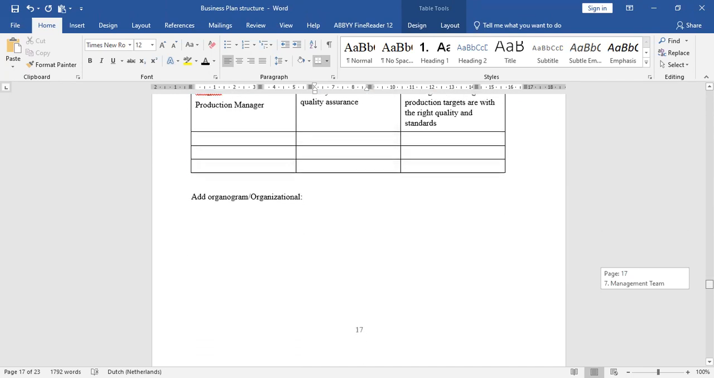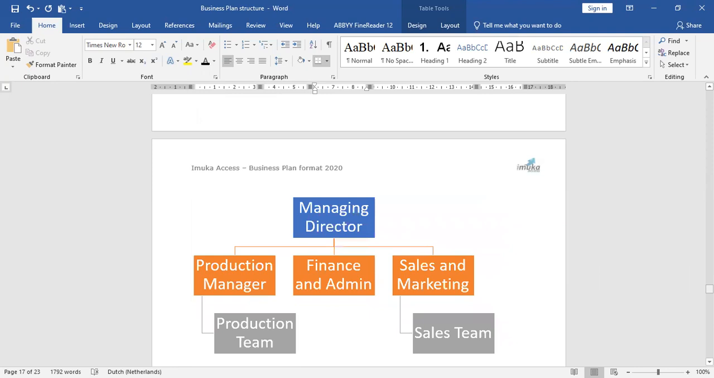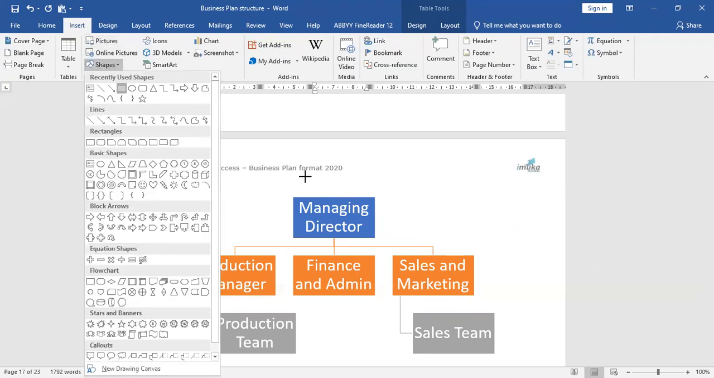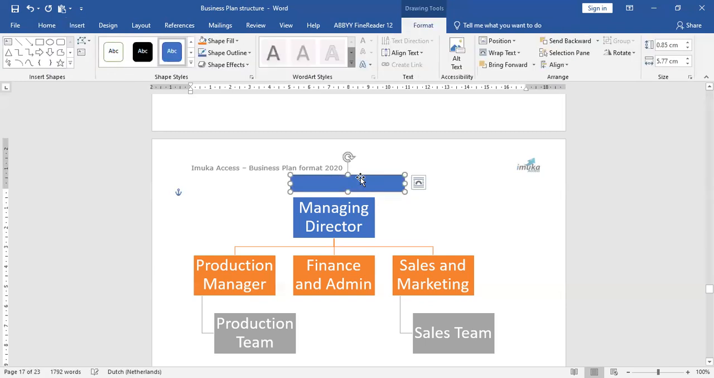We talked about management, right? And we said, on management, based on the roles, you need to come up with an organogram or organizational structure, which shows the reporting levels. So you can have managing director, production manager, finance. If the board is above the managing director, I will have to add the board.